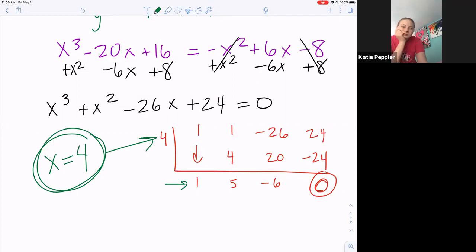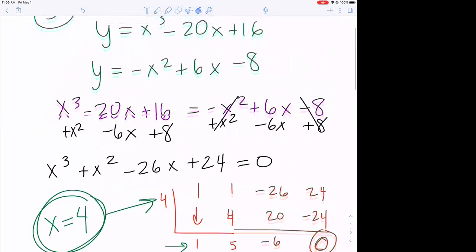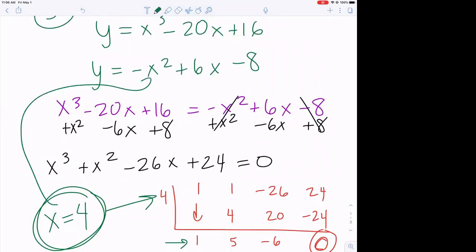Plug it in. Plug it into, well, actually, we will come back up and we will plug the 4 into the original to get the point, right? So I can do that right now. We get negative 16 plus 24 minus 8, which actually, is that 0? Huh. Yeah, I think that's 0. So that is one thing that we'll do.